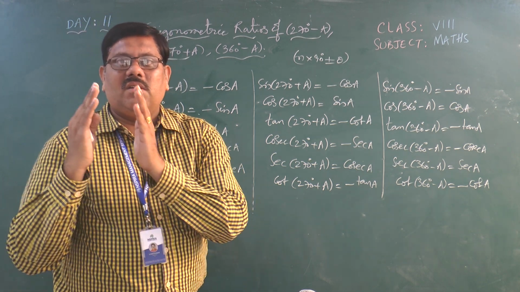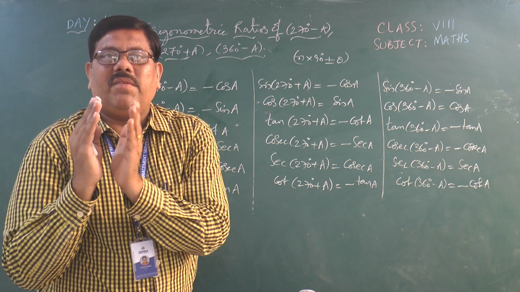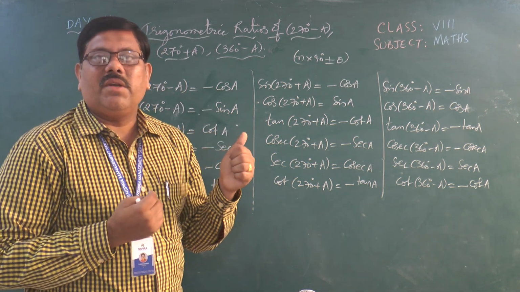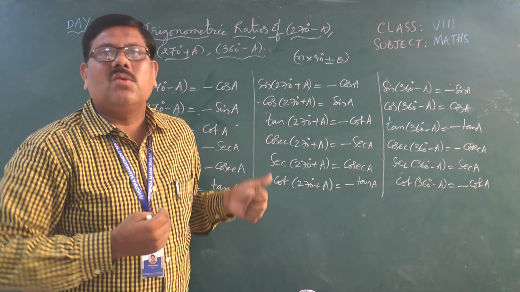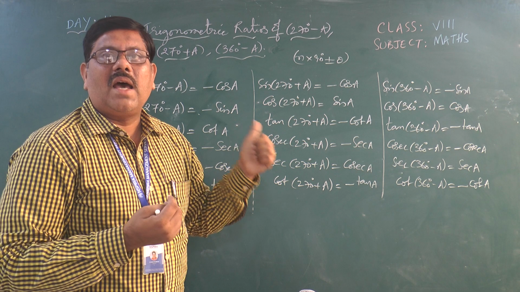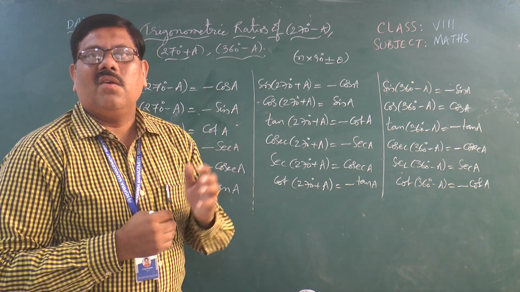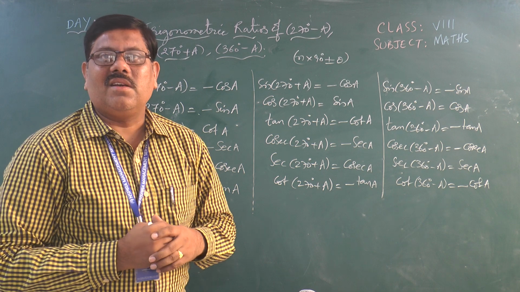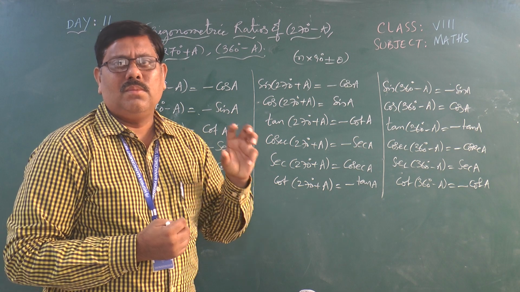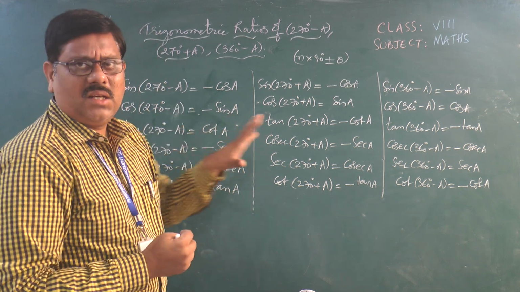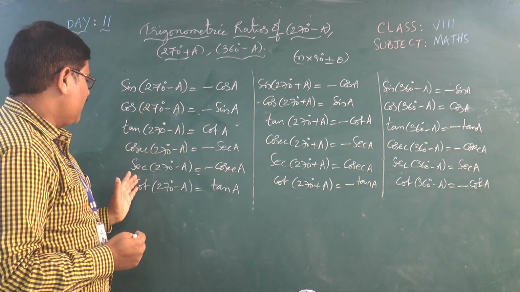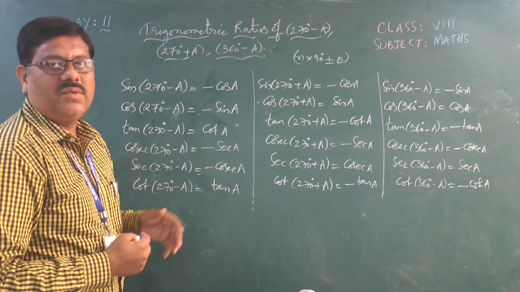Next, we have seen in first quadrant, that is theta between 0 and 90 degrees, all trigonometric ratios are positive. In second quadrant where theta is between 90 and 180 degrees, sine and cosecant are positive. In the third quadrant where theta lies between 180 and 270 degrees, tan and cot are positive. In the fourth quadrant where theta lies between 270 and 360 degrees, cos as well as secant are positive. Now, based on that, here we will see what is sine, cos, tan, cosecant as well as cot of 270 degrees minus a.